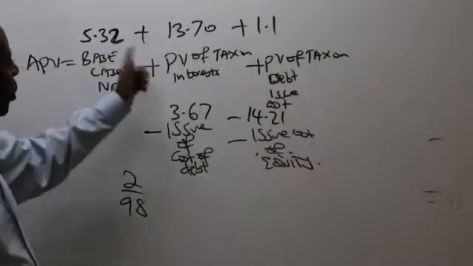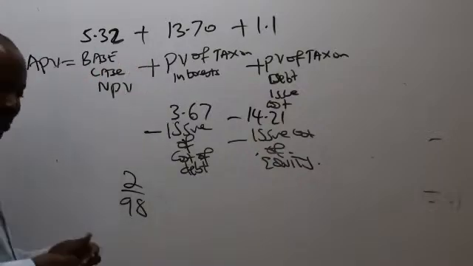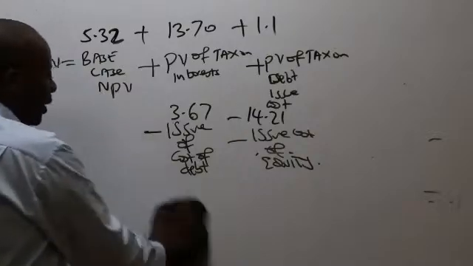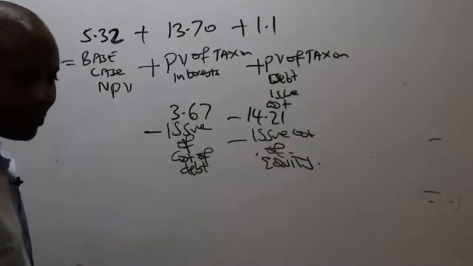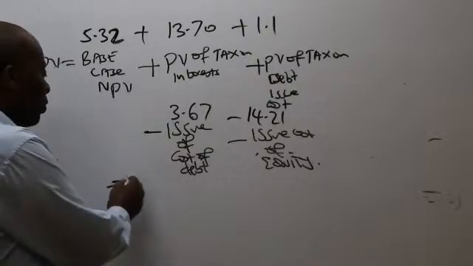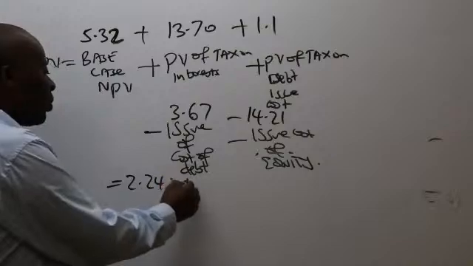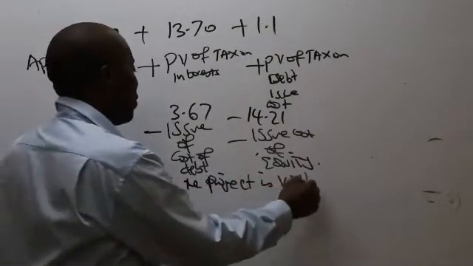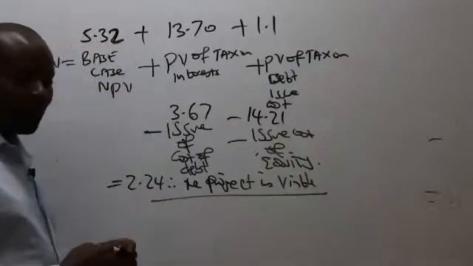Now subtract everything and tell me what it comes to. They say it is 2.24. And therefore, the project is viable.